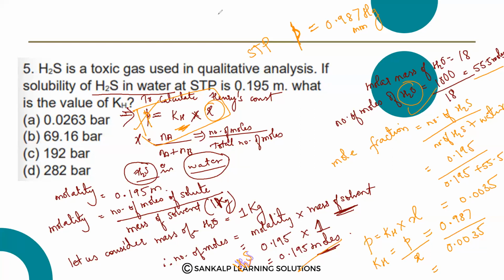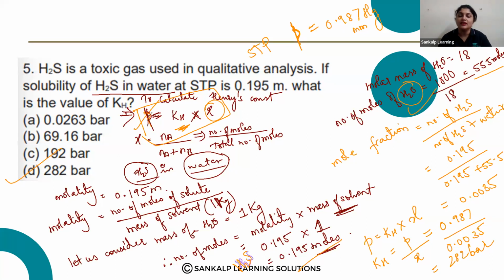Okay, so the answer comes to 282 bar, that is D. So to calculate the Henry's constant, what is the formula? Pressure is equal to KH into mole fraction.